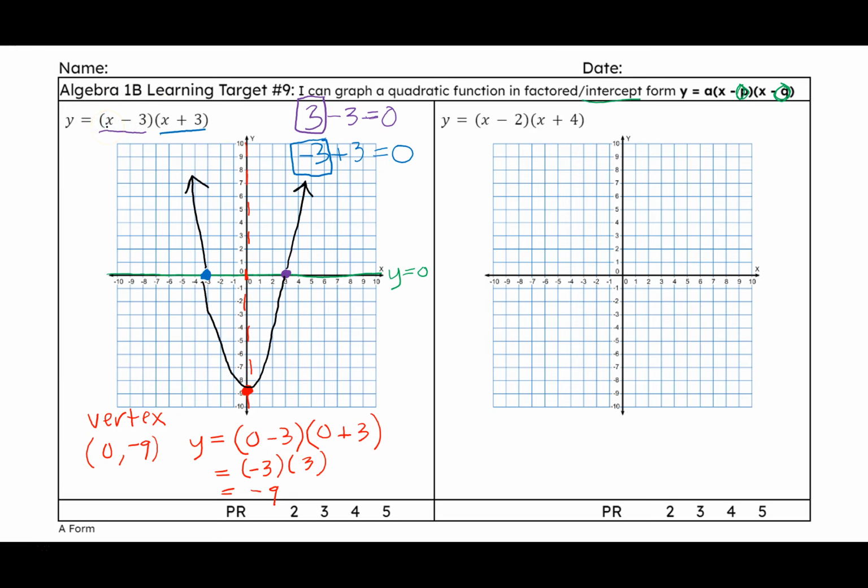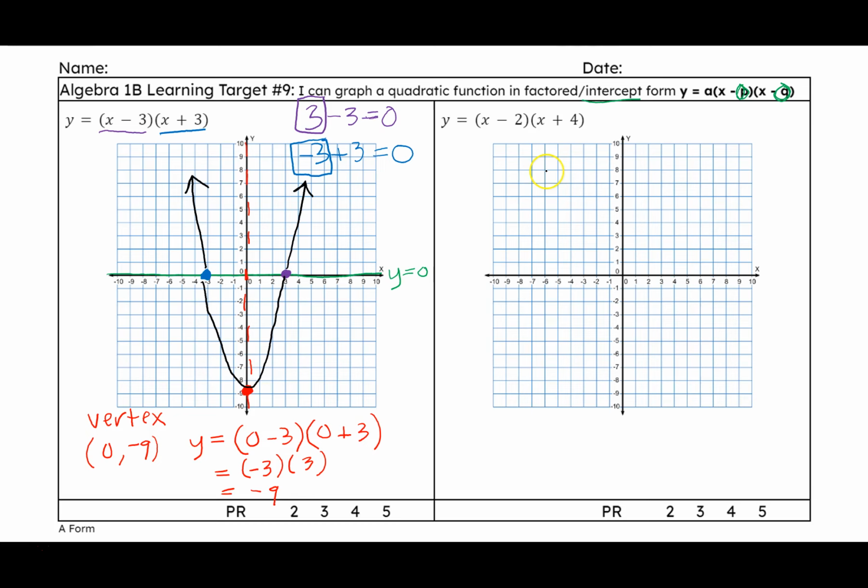X would have to be 3. That's one of my x-intercepts. What would make this equal to 0? X needs to be negative 3. That gets me another x-intercept. Find the x value that's halfway. In this case, it happened to be 0. Plug that back into your original formula to find the y component and draw.